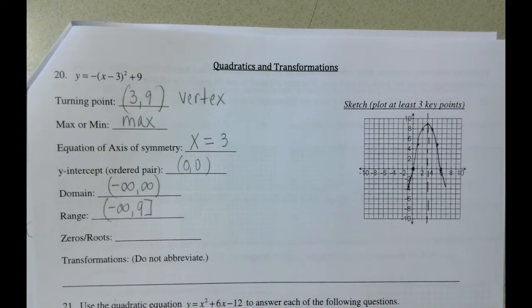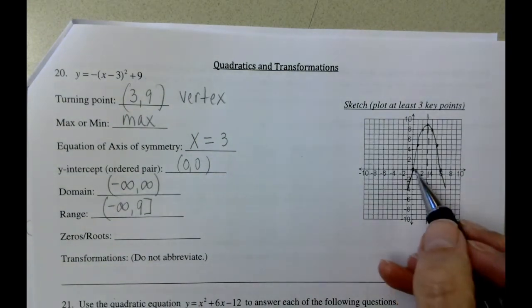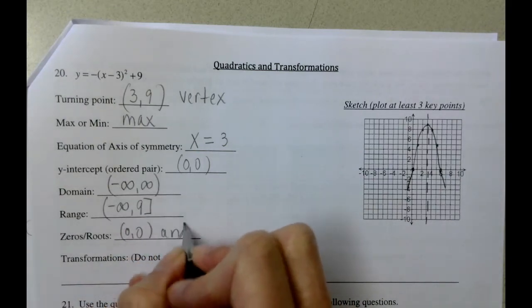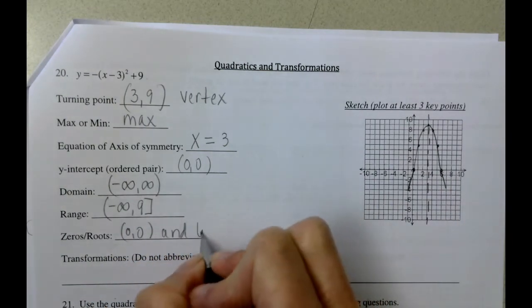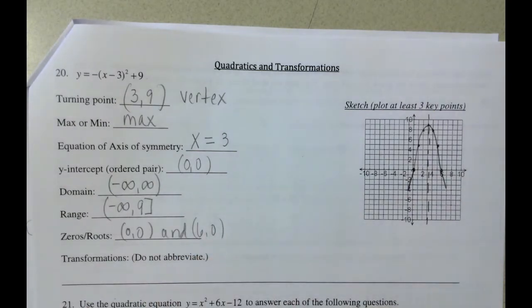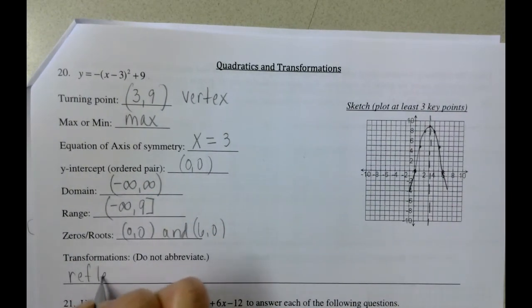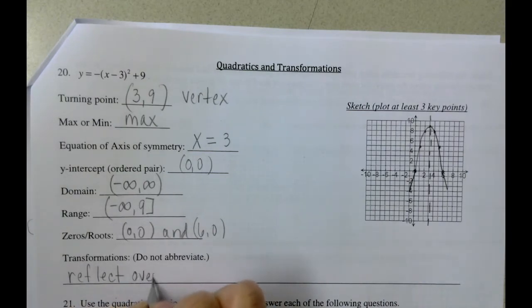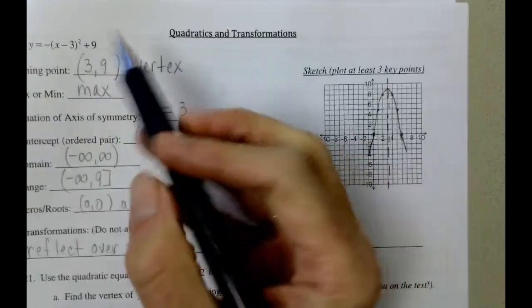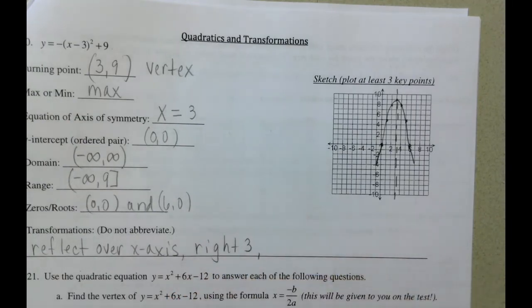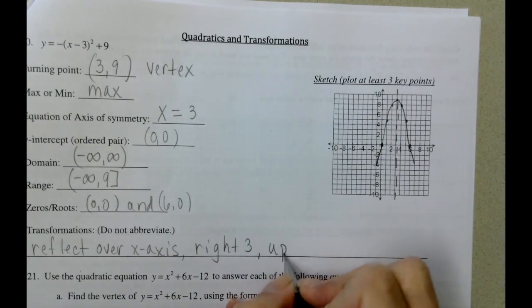Where the graph crosses the x-axis. So it's (0, 0) and (6, 0). And finally, the transformations. The negative in front of the function means that we're going to reflect over the x-axis. Then minus 3 means that we move our graph right 3. And then plus 9 means that we move our graph up 9.